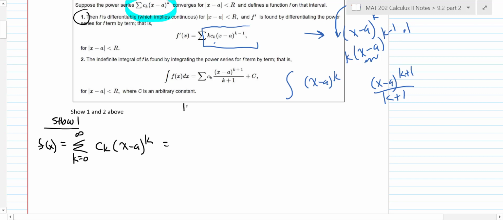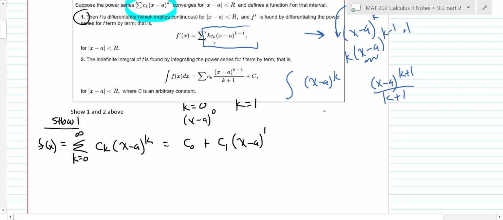So if k was equal to 0, just try to think in your head what you would have. You would really have c of 0, which is just a constant. Then you would have x minus a to the 0, which would just be 1. That whole thing would be 1, so that first term is c of 0. All right? If we go to k equals 1, then what will we have? If k is 1, you would have c of 1, which is just a different constant. Then you would have x minus a to the first power like that.